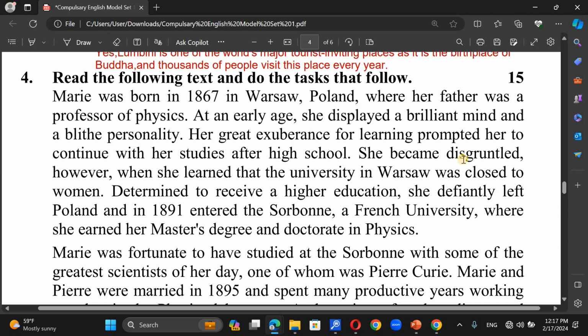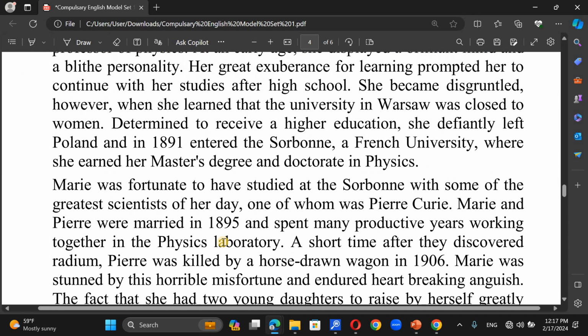She became distraught. She became very hopeless or unhappy. However, when she learned that the university in Warsaw, in Poland, was closed to women, women didn't get a chance to study there. Determined to receive a higher education, she defiantly left Poland and in 1891 entered the Sorbonne, a French university, where she earned her master's degree and doctorate in physics.